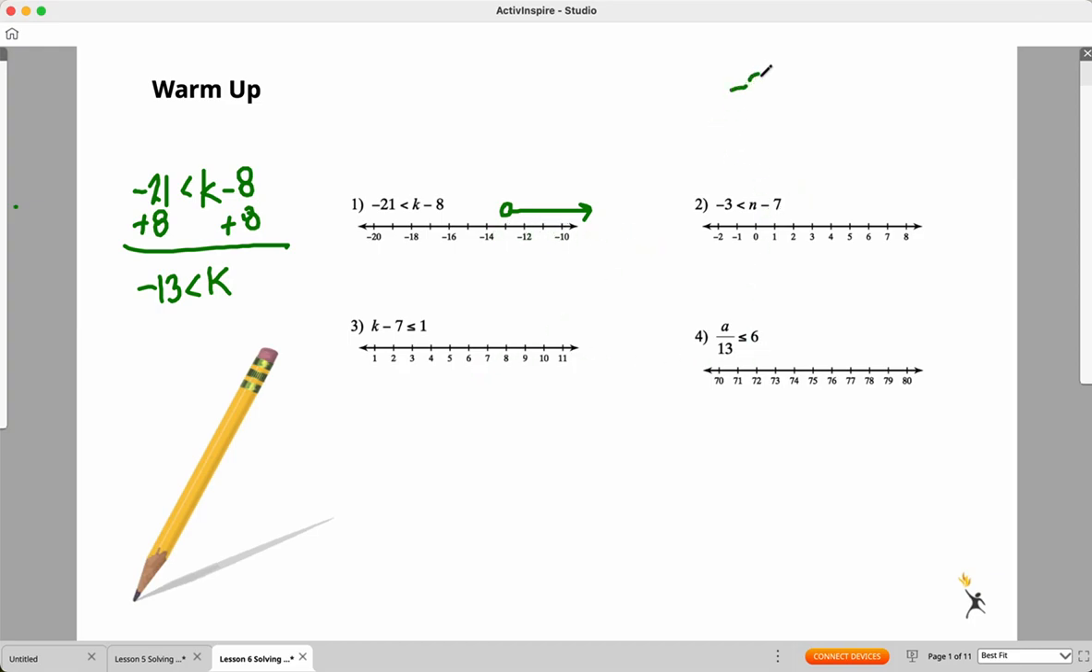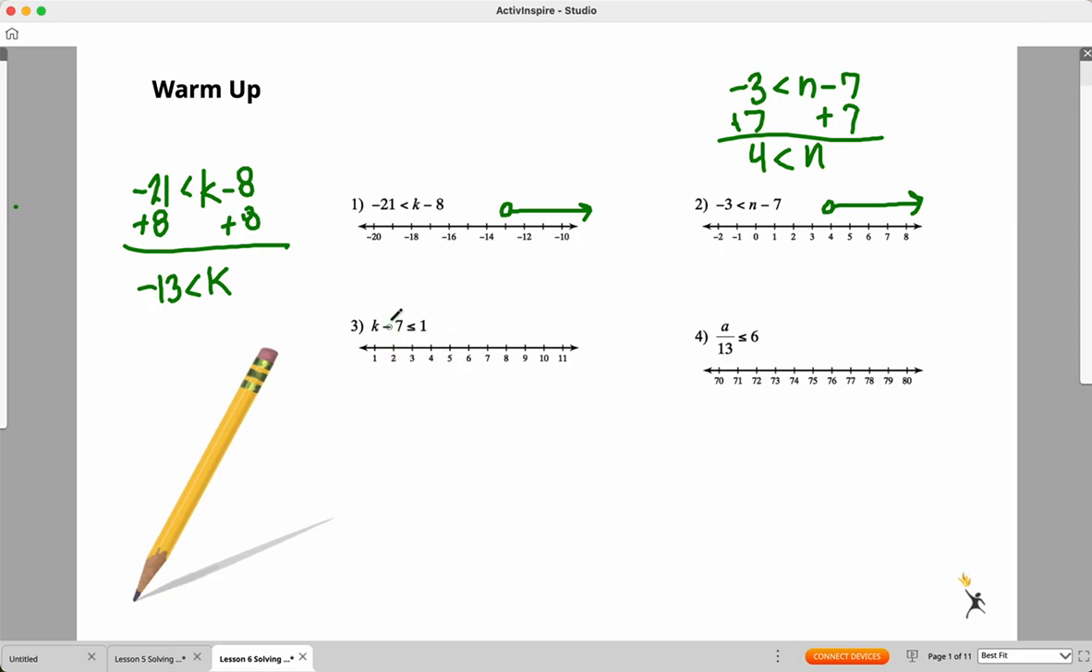So if we do number 2, negative 3 is less than n minus 7. We're going to use positive 7 to get rid of negative 7. Again, different signs, but this time we end up with a positive 4. So n is greater than positive 4. All the way, and then again, open circle on that one.